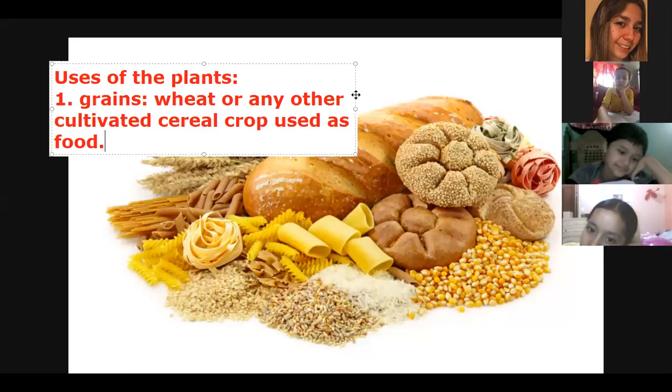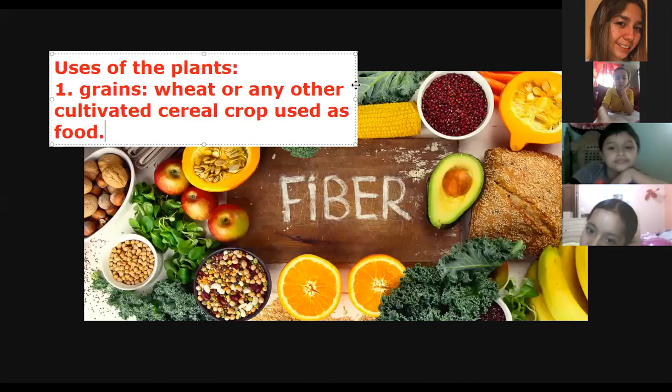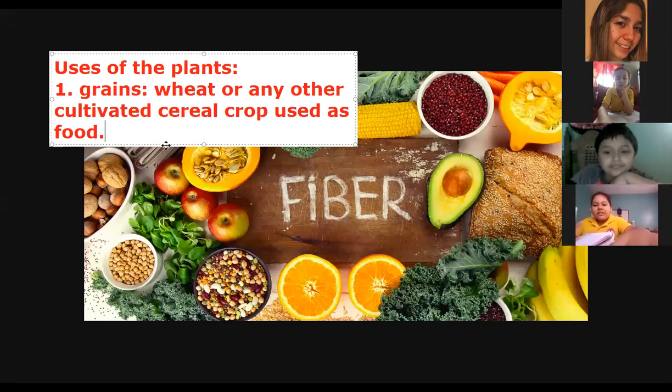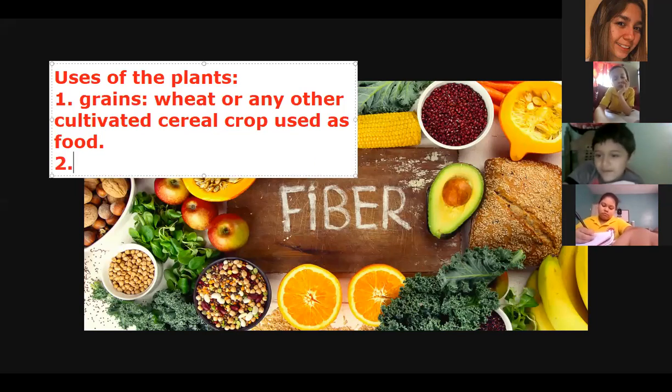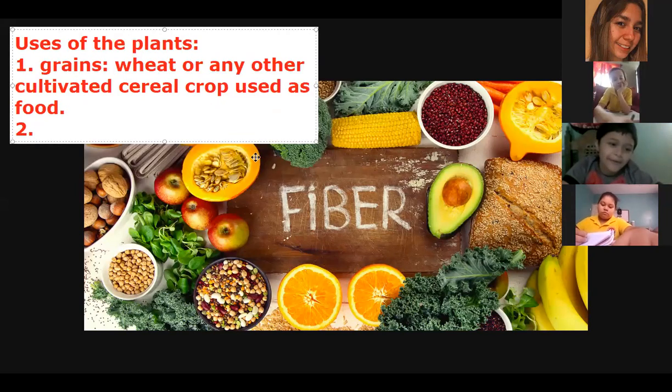Okay, so let's go ahead with the next one. No, miss, not yet, it is here on the screen, don't worry. But we have to draw it. No, my love. No, baby. So the next one is fiber, okay? The next one is fiber.